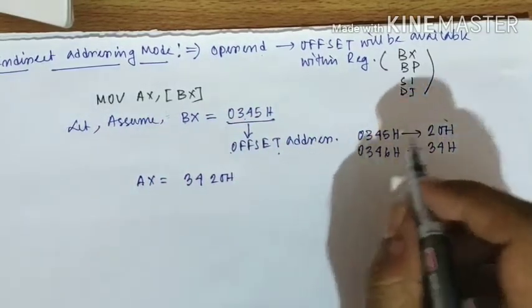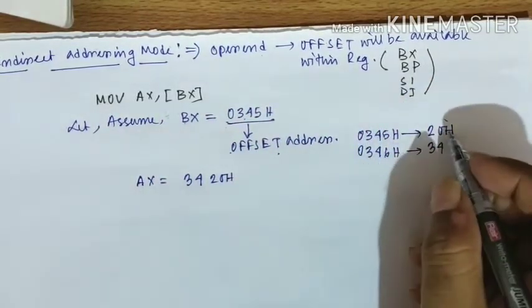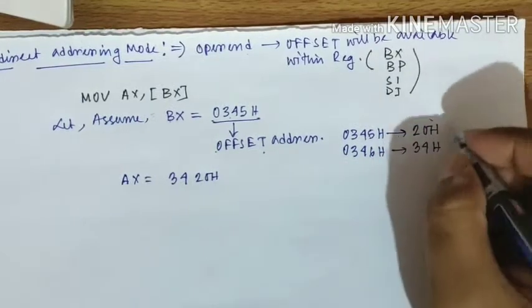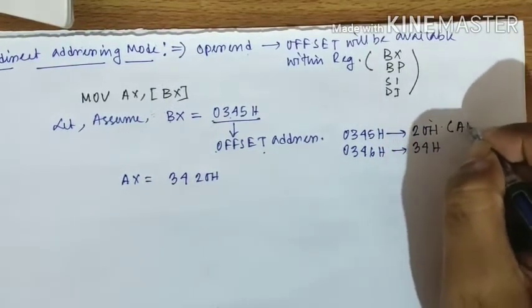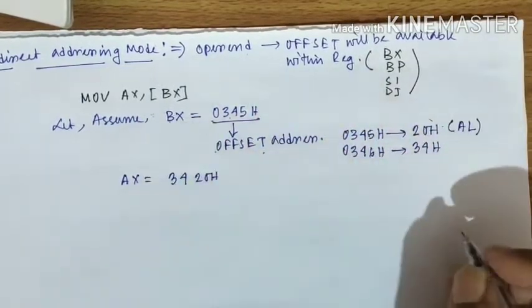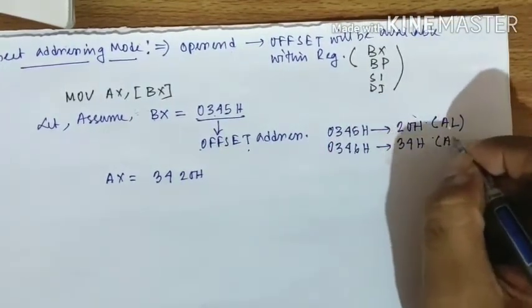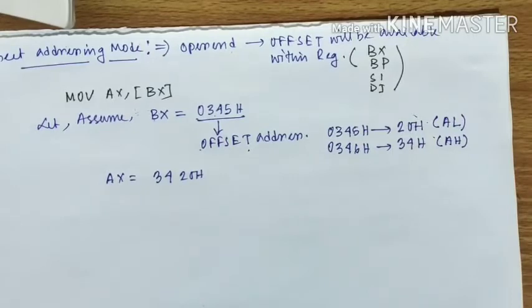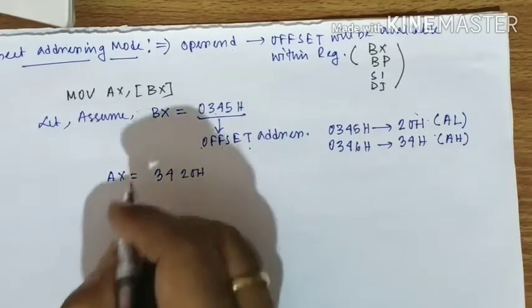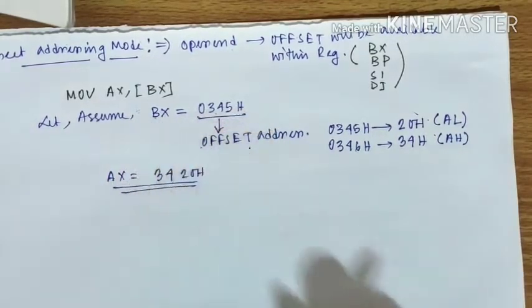So remember, the first location contains the data that will be placed into the lower byte of accumulator, that is AL, and this one will be copied into the higher byte of AX. So that is why the content of AX should look like this one.